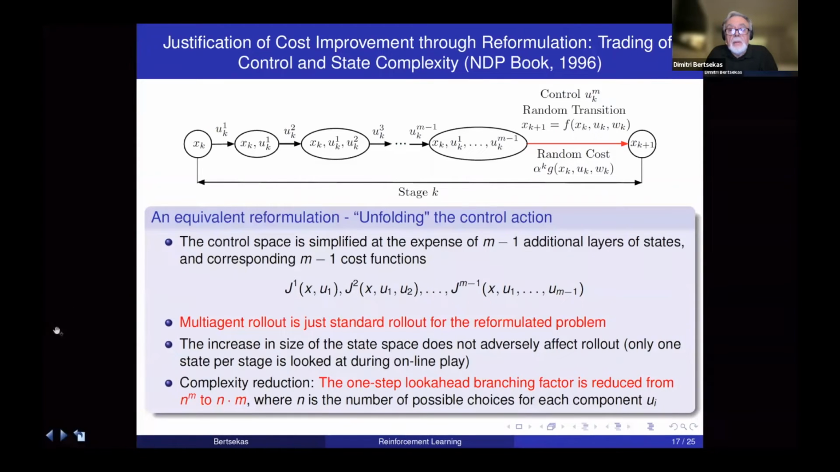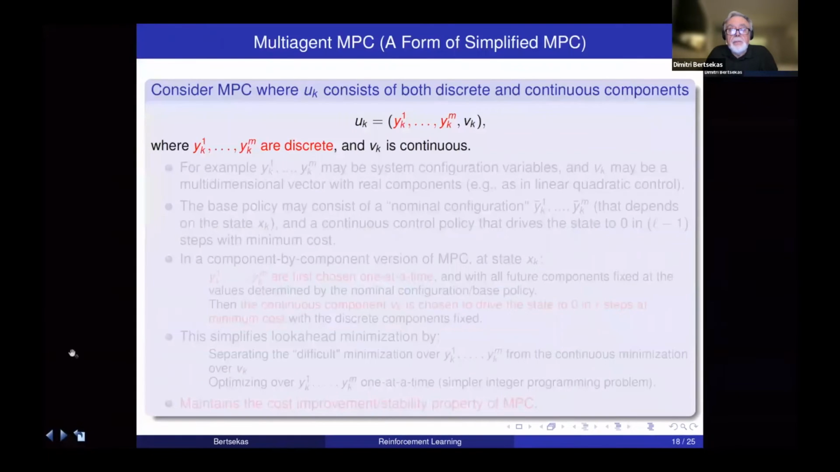Okay, so let's go now into a special case, multi-agent MPC, okay? MPC is like rollout. So how can MPC benefit by applying multi-agent rollout? Well, there's one case that I can think of, perhaps there are others. Suppose that you have MPC where the control consists of both discrete and continuous components. So it has a continuous component, which I call V, and it has some discrete components, like integer variables.